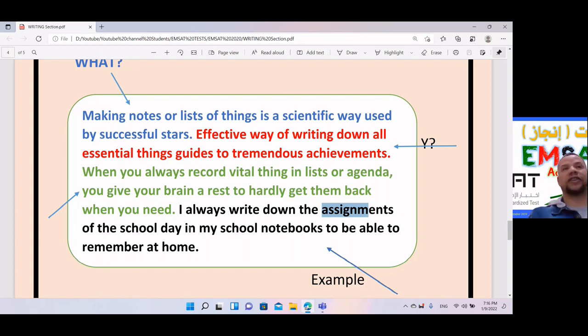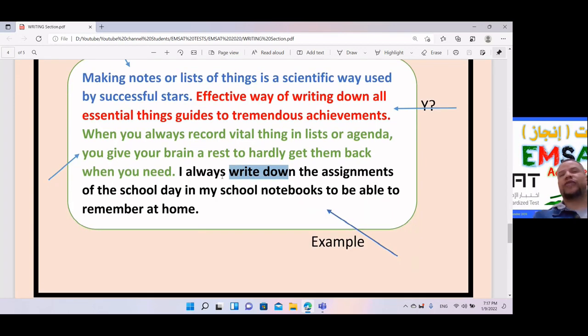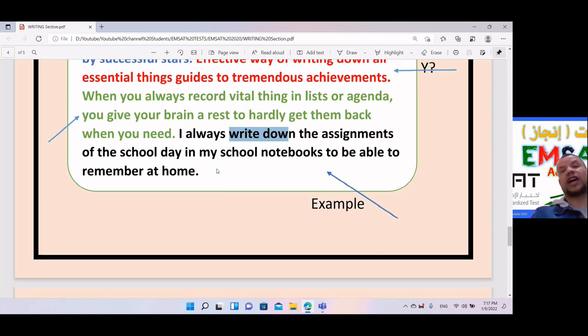This is an effective paragraph. Why? This paragraph is tremendous, a fabulous one, amazing. Why? Because I varied words and vocabs. Here, making notes or lists. Here, effective way of writing down. The same meaning. Here, I'm talking about when you always record, as a verb, and write down, the same meaning, but another verb. So when you vary and differentiate your vocabs, verbs, nouns, adverbs, adjectives, it's very good for you to have a good mark, a high score.